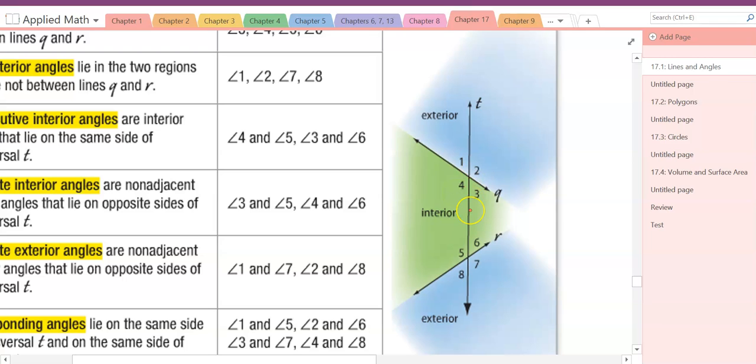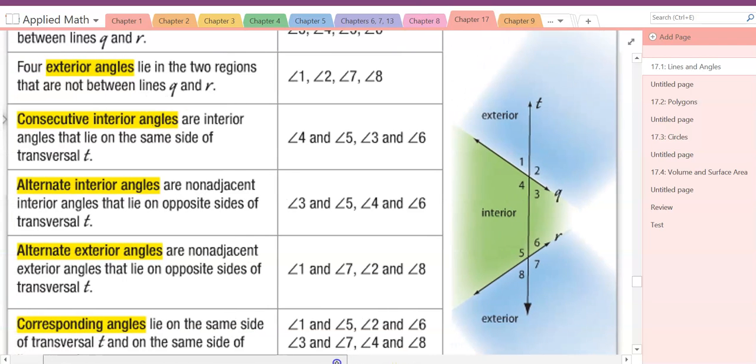And depending on how they're related to each other, like are they both on the inside? Are they both in between those lines? Are they both outside those lines? Do you have one on the inside, one on the outside? It changes what type of angle pair you have. So if they're both on the interior or both on the exterior, they can be considered consecutive or alternate. Consecutive means that they're on the same side of the transversal. Alternate means that they're on opposite sides of the transversal. And this chart gives you all the examples of each type of angle pair here.